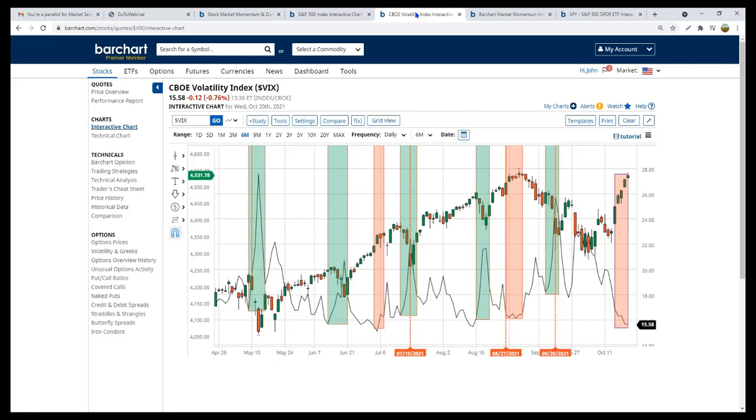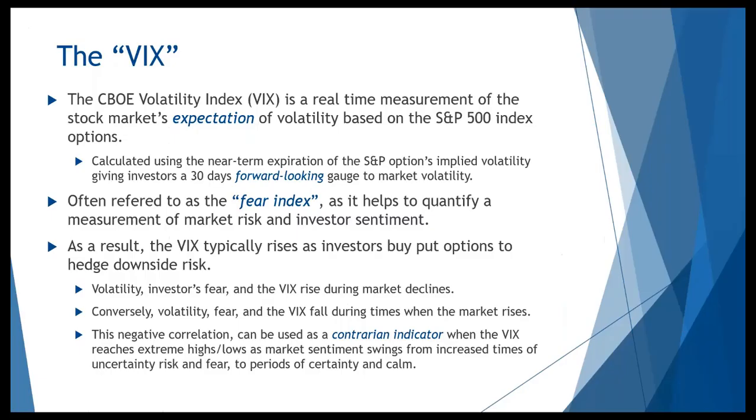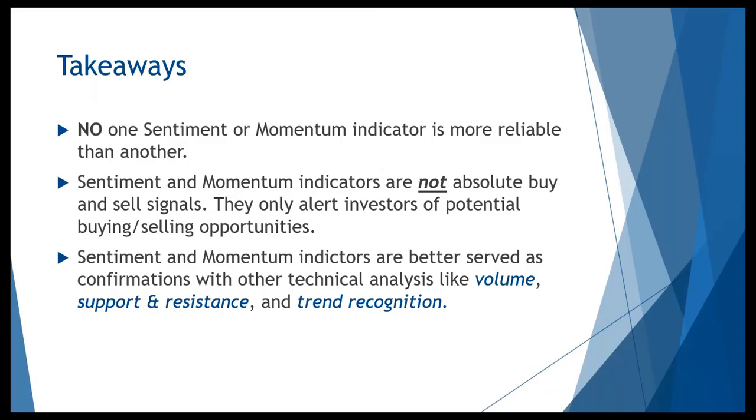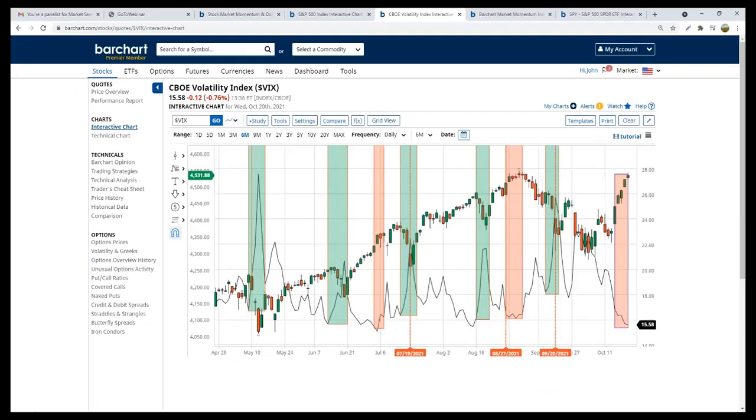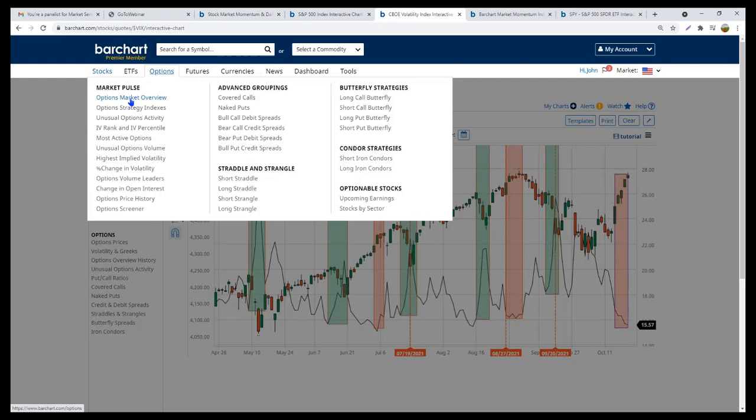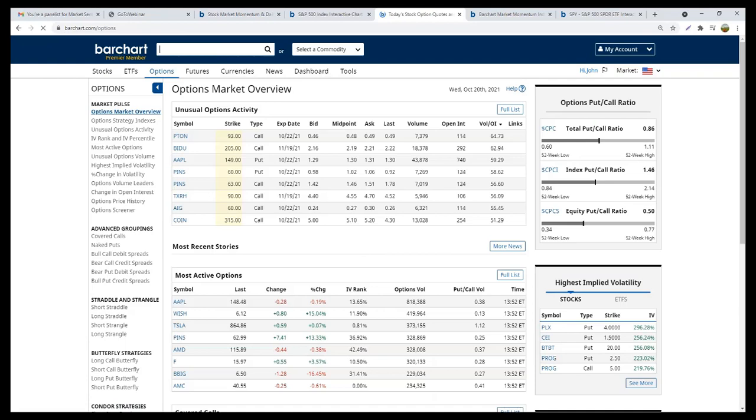All right, so let's go on back to our slides. Actually, not going back to our slides. Let's go to inside the VIX. What is really going on inside the VIX? So I'm going to go to options market overview in the options section. And over here on the right, I'm going to make this a little bit bigger so you guys can see this.